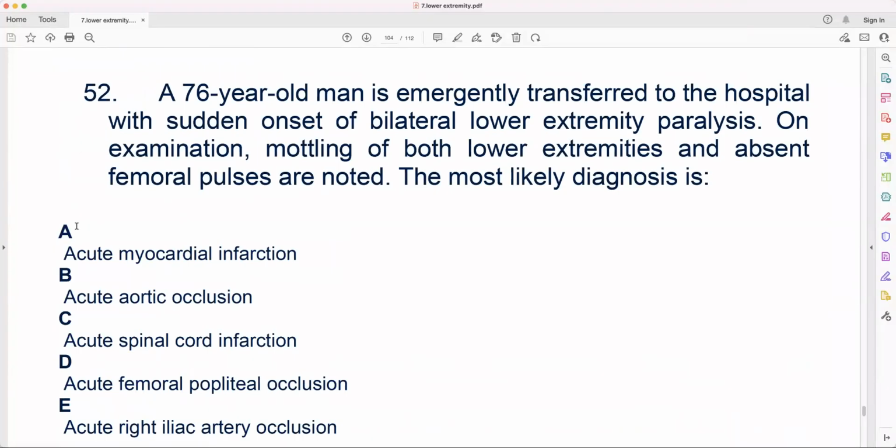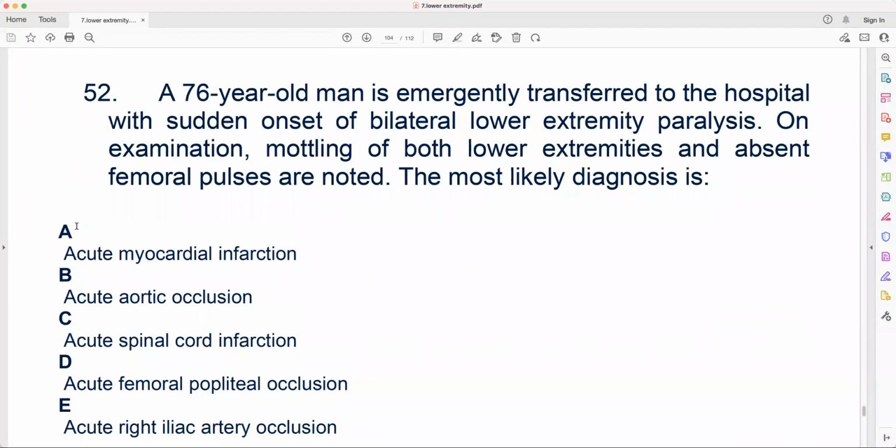A 76-year-old man is emergently transferred to the hospital with sudden onset of bilateral lower extremity paralysis. On examination, mottling of both lower extremities and absent femoral pulses are noted. The most likely diagnosis is Leriche syndrome.